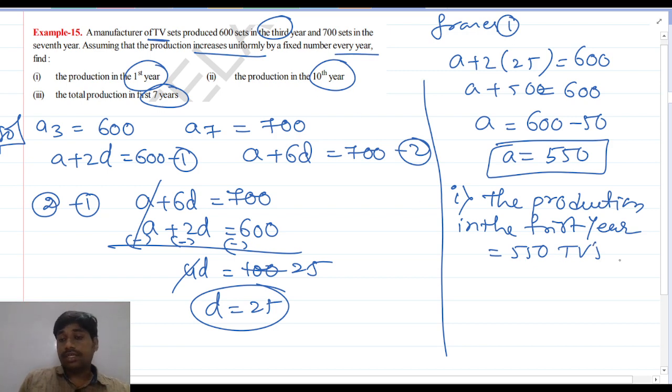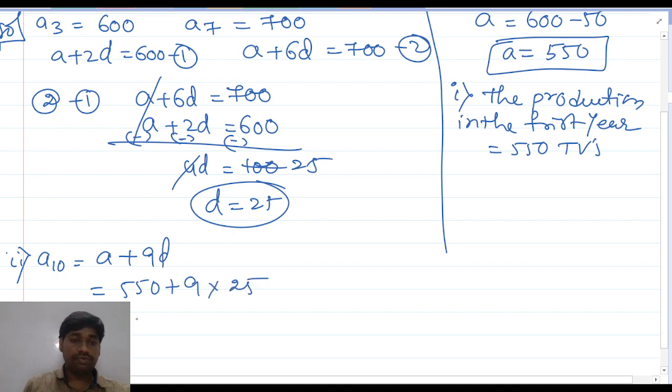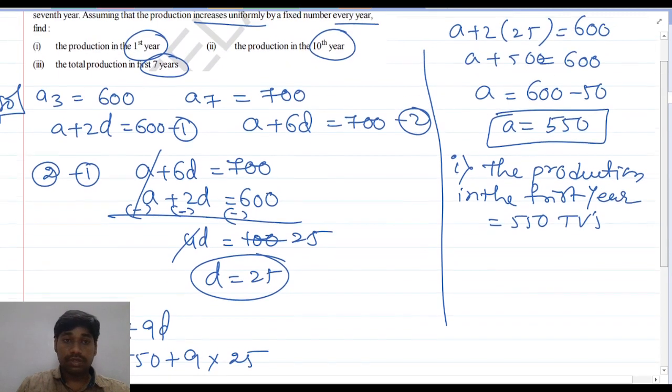Then the production in the 10th year, the 10th term, we have to calculate. a10 is equal to a plus 9d. a is 550 plus d is 25. 550 plus 25 nines are 225. Add first 200, it will become 750, and 25 more gives 775. Sorry, in the 10th year they produce 775 TVs.